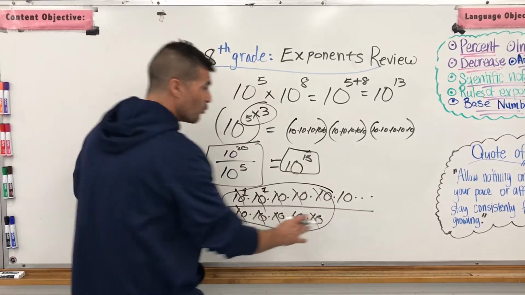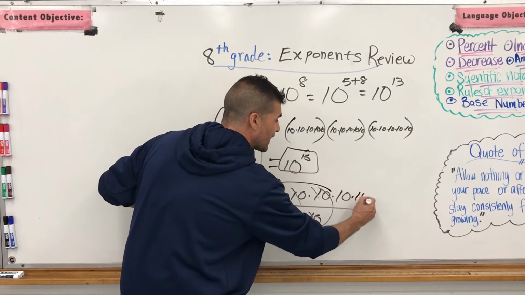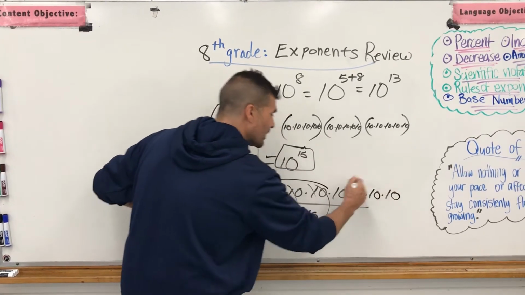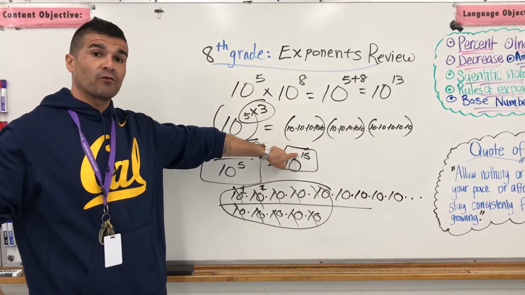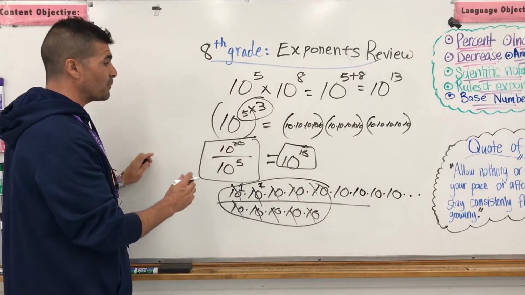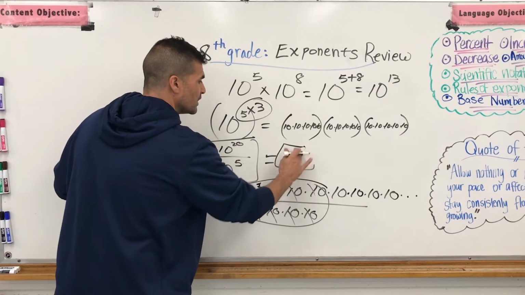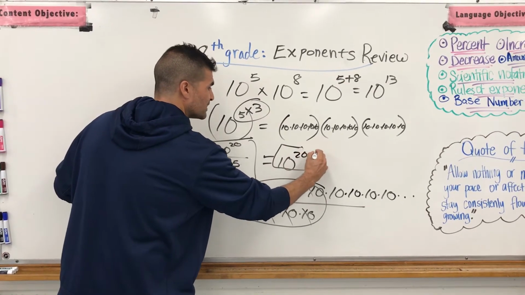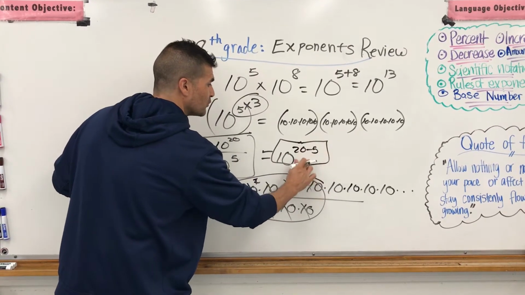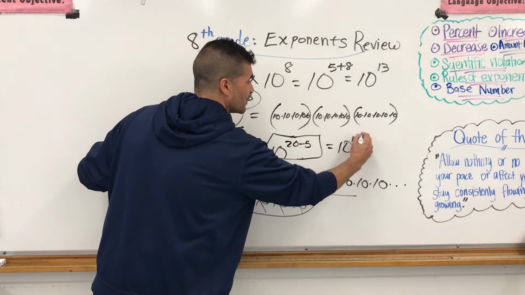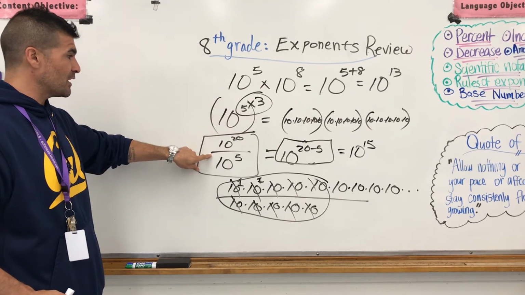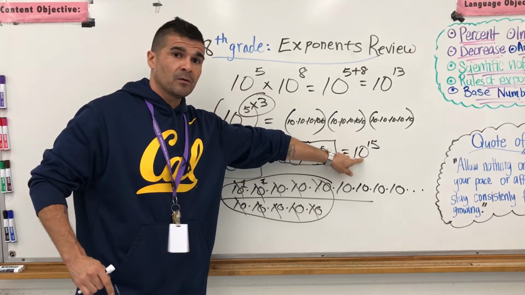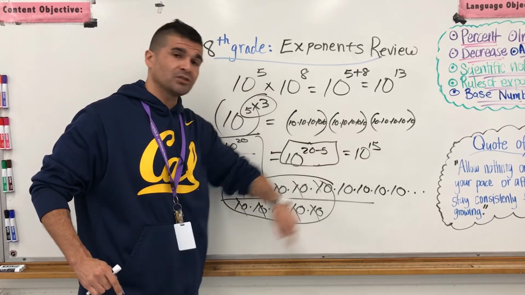Well, you remember all those 10s that I didn't write? How many of them would be left over? There would be 15 of them left over on the numerator. That's why a lot of people just say, well, Mr. Gonzalez, you should just say 20 minus 5, and that's how you get 10 to the 15th power. So this answer and this answer both have the same exponent solution.